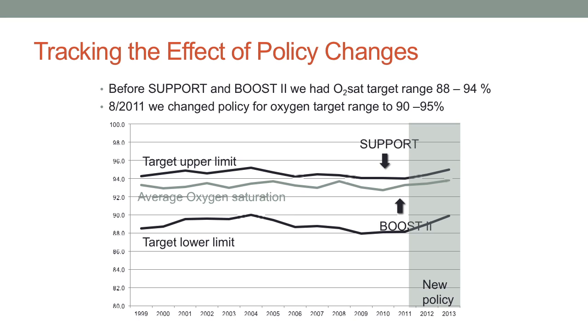Big data can also be used to track the effect of policy changes. Before the SUPPORT and BOOST 2 trials, we had an oxygen saturation target range from 88 to 94%. And when it turned out that this might not be such a good idea, we changed in the late summer of 2011 the target range to 90 as the lower limit and 95 as the upper limit. You can see that after the new policy, the new target range was universally adopted within 1 year. And also oxygen saturations increased.